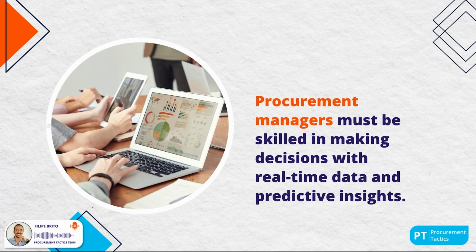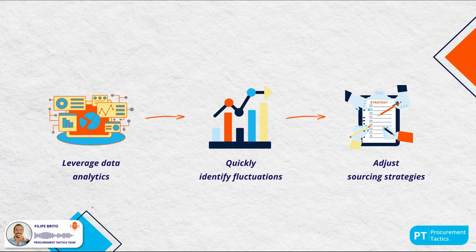Data-driven decision-making is becoming the norm in procurement. Organizations are way past procurement decisions that are made solely on intuition or historical practices. With the rise of big data and advanced analytic tools, procurement managers must be skilled in making decisions with real-time data and predictive insights. This shift towards data-driven decision-making is crucial for keeping up with such a fast-paced environment. For instance, a procurement team that leverages data analytics can quickly identify fluctuations in commodity prices and adjust their sourcing strategies to mitigate cost increases. Additionally, by analyzing supplier performance data, procurement can identify high-performing suppliers and foster long-term strategic partnerships.